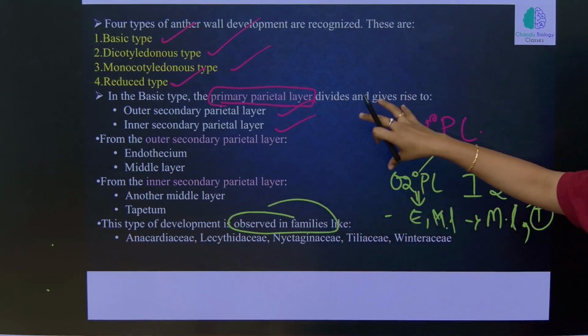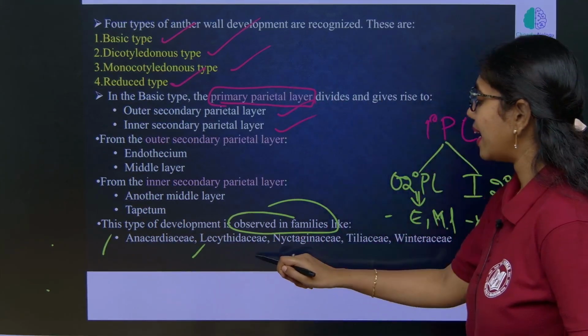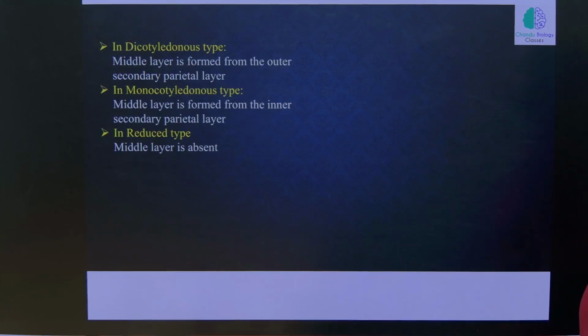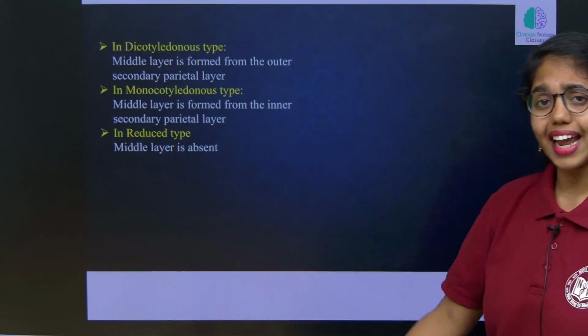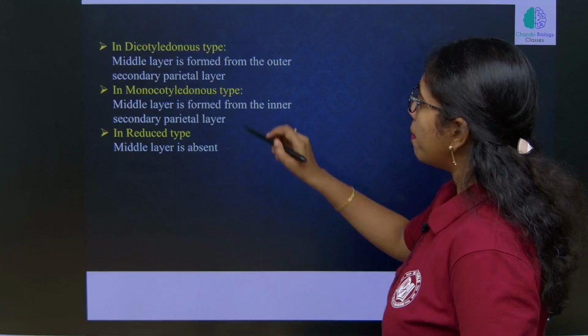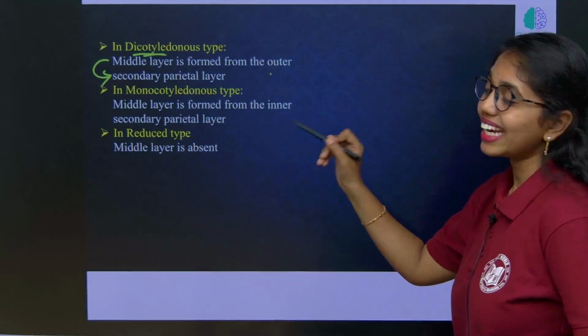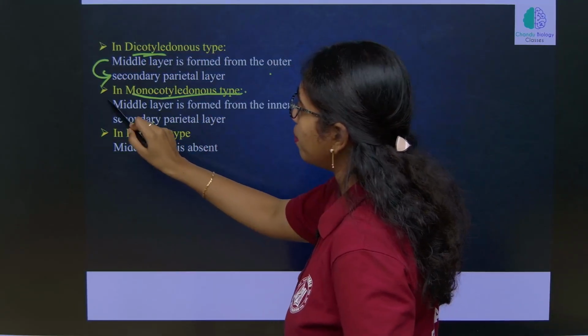This basic type of development is observed in a few families like Anacardiaceae, Lecythidaceae, Nyctaginaceae, Tiliaceae and Winteraceae. And then if you look into dicotyledonous, monocotyledonous and reduced types, only slight changes are observed in the middle layer. The middle layer in the dicot type is formed directly from the outer secondary parietal layer, and the middle layer in the monocotyledonous type is formed from the inner secondary parietal layer.